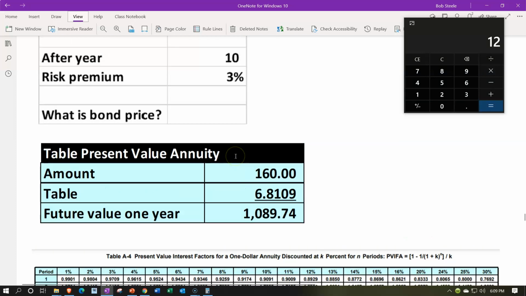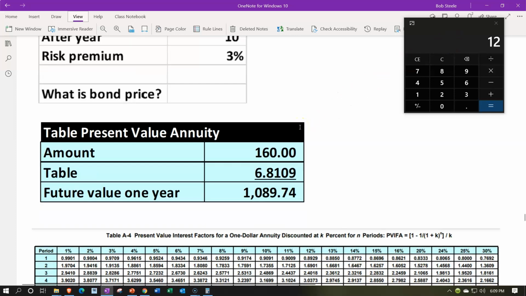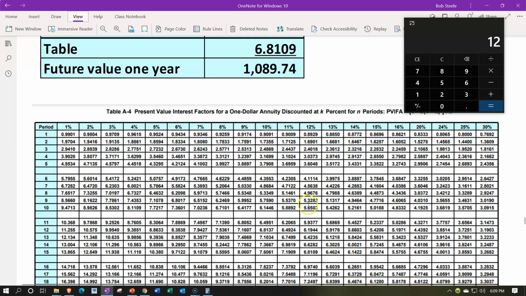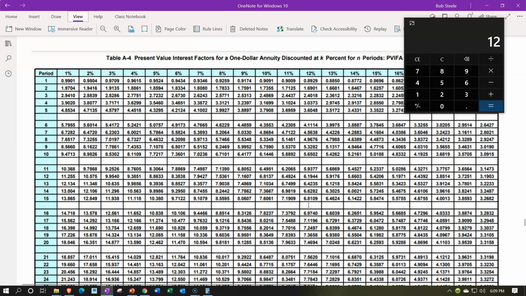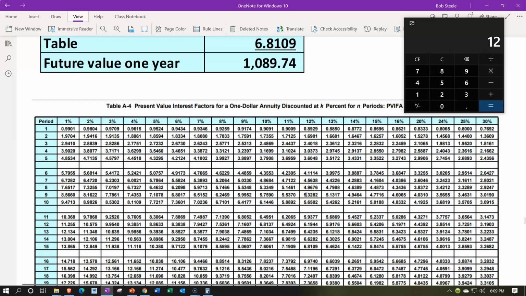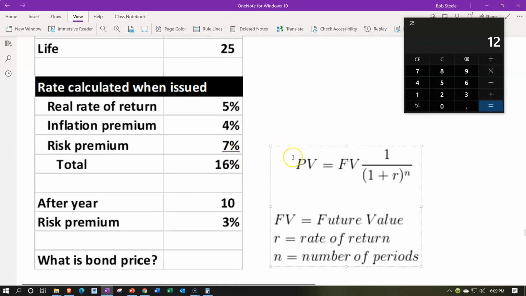We can also do it with the tables. We get the 160, looking at the proper table. This time 12 and 15 are what we're looking for. 12%, 15 on the periods. So 12% here, we're looking at periods 15. We get the 6.8109. 6.8109 times the 160 gives us 1,089.74.